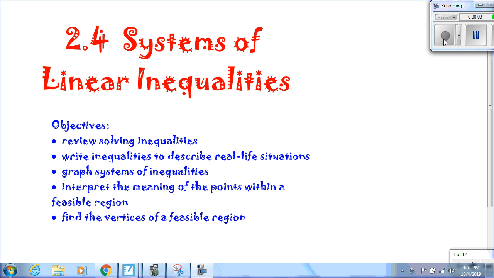Right, you thought we were done with systems. We're not quite done with systems, but this time we're doing inequalities rather than equations like we've been doing in the past couple of sections. So some of the things we're going to do, we're going to review solving inequalities, which you've done before. We're going to write inequalities, describe those in real life situations, graph those systems of inequalities, and interpret those inequalities. We're going to talk about something called a feasible region, and we're going to find the vertices of a feasible region.